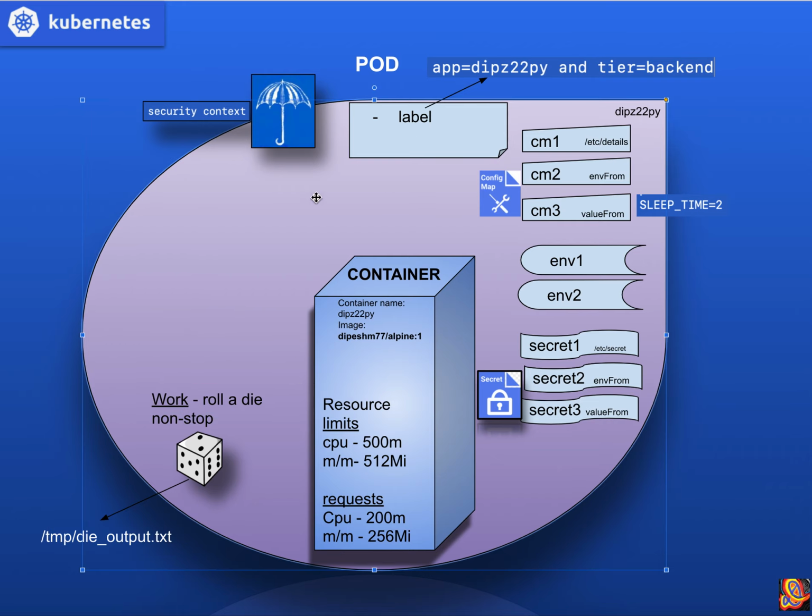I have created all these things. I have created the security context, I have created the label, I have created 3 config maps, 2 environment variables, 3 secrets, and injected them, and I have assigned resources, and I have also given a work to the pod. So it looks very good. So let's go to the next topic.